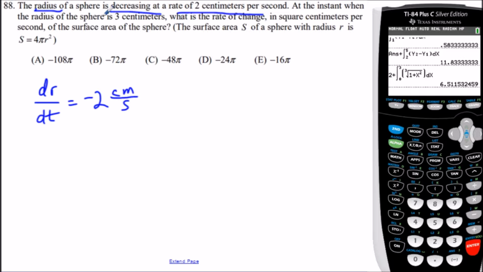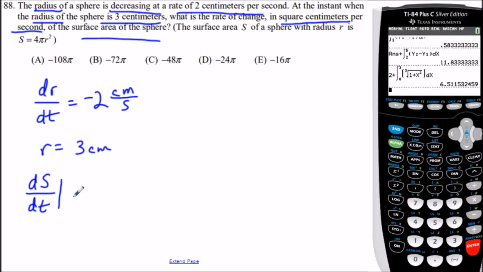And now we have, at the instant when the radius of the sphere is 3 centimeters, so we're looking at r equals 3 centimeters. We want to know what is the rate of change in square centimeters per second of the surface area of the sphere. So we'll call capital S surface area. We're looking for dS/dt at, and are we given a specific time? At r equals, all right, so we're going to evaluate this at r equals 3 centimeters. So we're looking for what is dS/dt when r is equal to 3 centimeters.